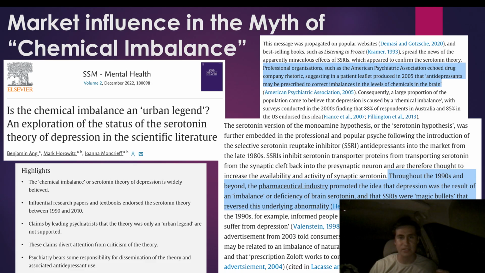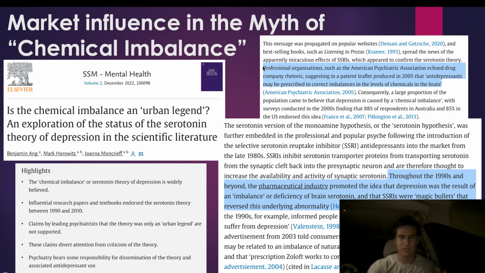So if you want to read this study, it's incredibly interesting. It gives you a much more thorough historical analysis of how this idea proliferated, but the takeaway is that it's propaganda, proliferated by the corporate interests of pharmaceutical companies. That's the word I was looking for before. Okay, so that's what this is.